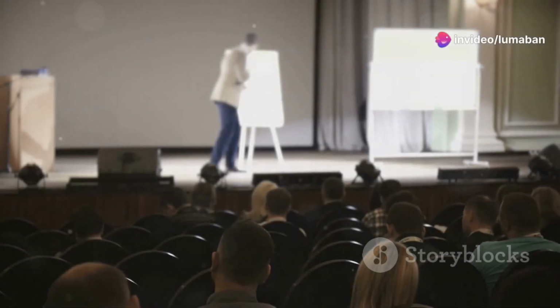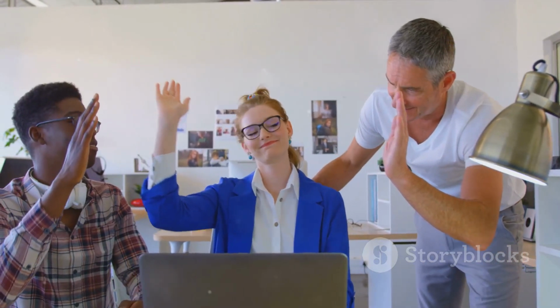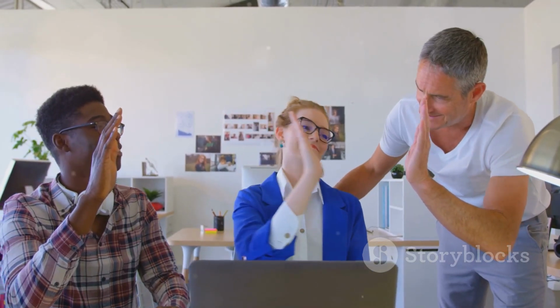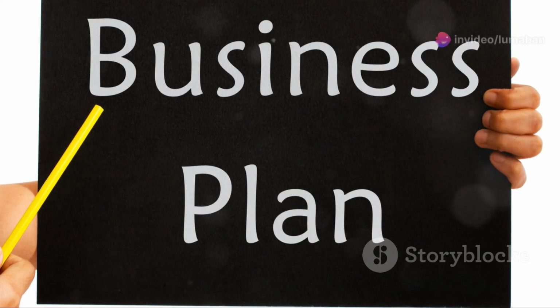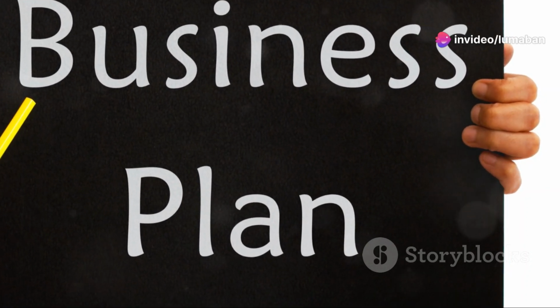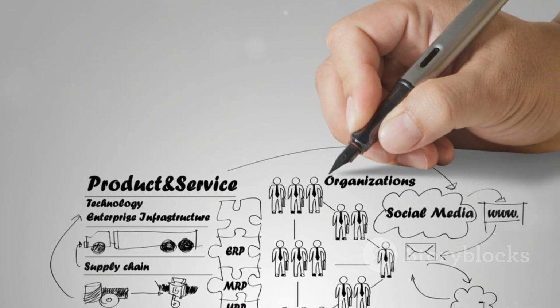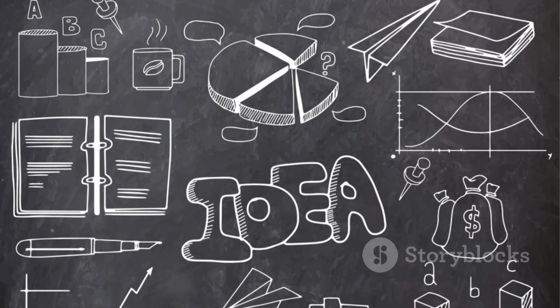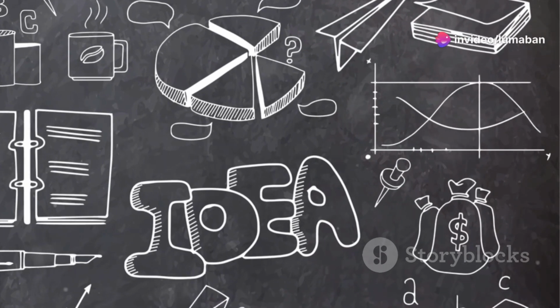Section 11. Conclusion: the power of visualization. Congratulations! You've just completed a crash course on the business model canvas. This journey has equipped you with the essential tools and knowledge to map out your business ideas effectively. We've covered all 9 building blocks: customer segments, value propositions, channels, customer relationships, revenue streams, key resources, key activities, key partnerships, and cost structure. Each of these components plays a crucial role in the overall success of your business model.